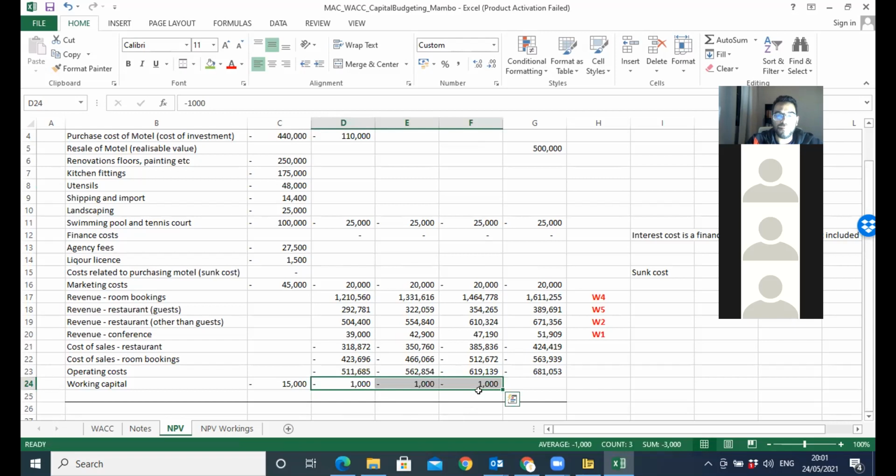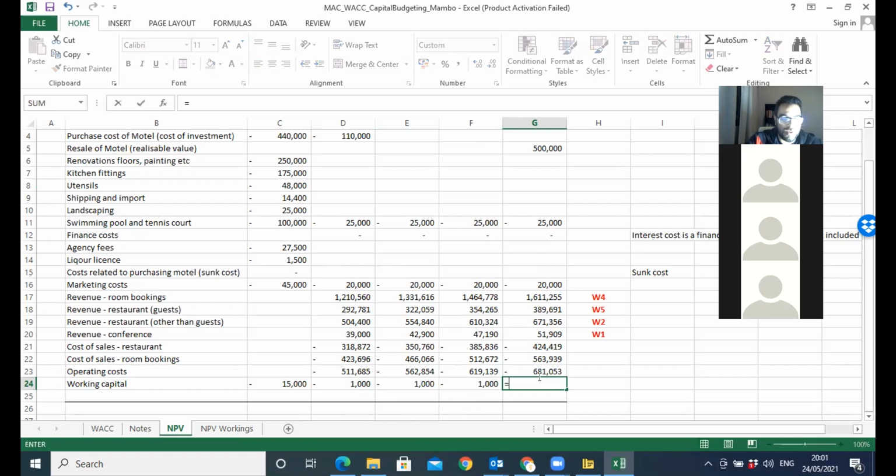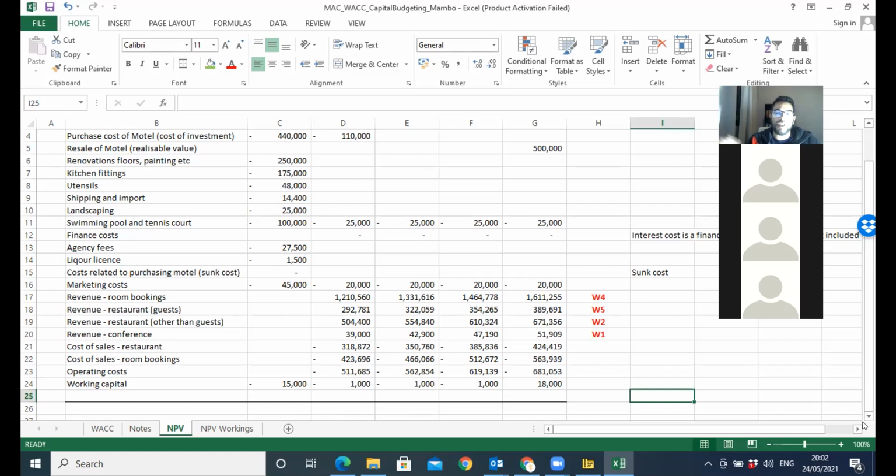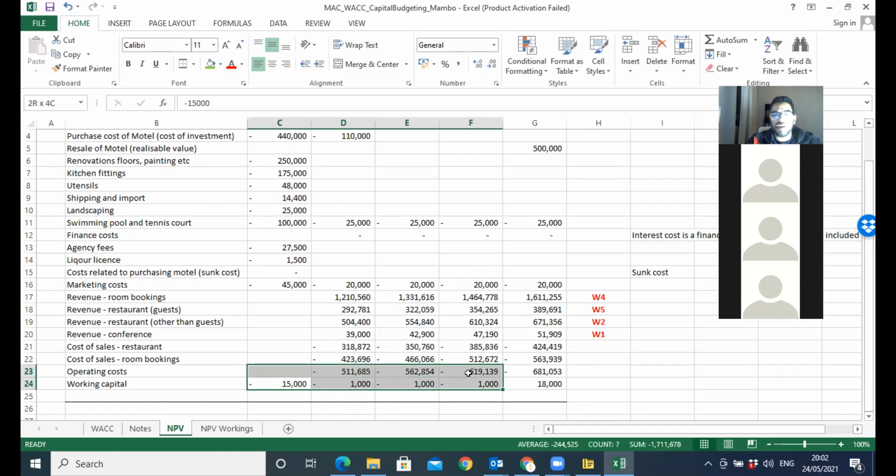In the last year, we will just basically get back what we initially spent. So we'll get back all of that. So we'll get back $18,000. Remember with working capital, upfront you spend, at the end of the life of the project, you get all the working capital back. What is all the working capital? It is $18,000. But remember, we're getting it back. So therefore, in the last year, it is a positive. The net impact is 0.